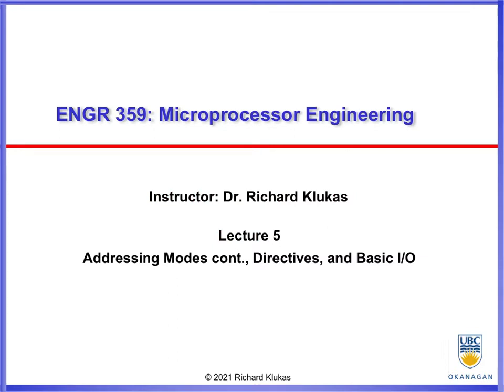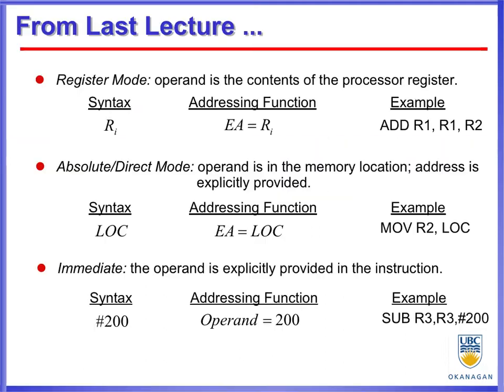Okay, so let's move on to lecture slides 5, where we're going to look at a few more addressing modes, and then we're going to look at what we call directives. So that's the absolute, or what we call the direct. Those are two out of the 3 basic ones. The number can live in a register, the number can live at a memory address, or in the third case, what we call the immediate, the number actually lives in the instruction itself.